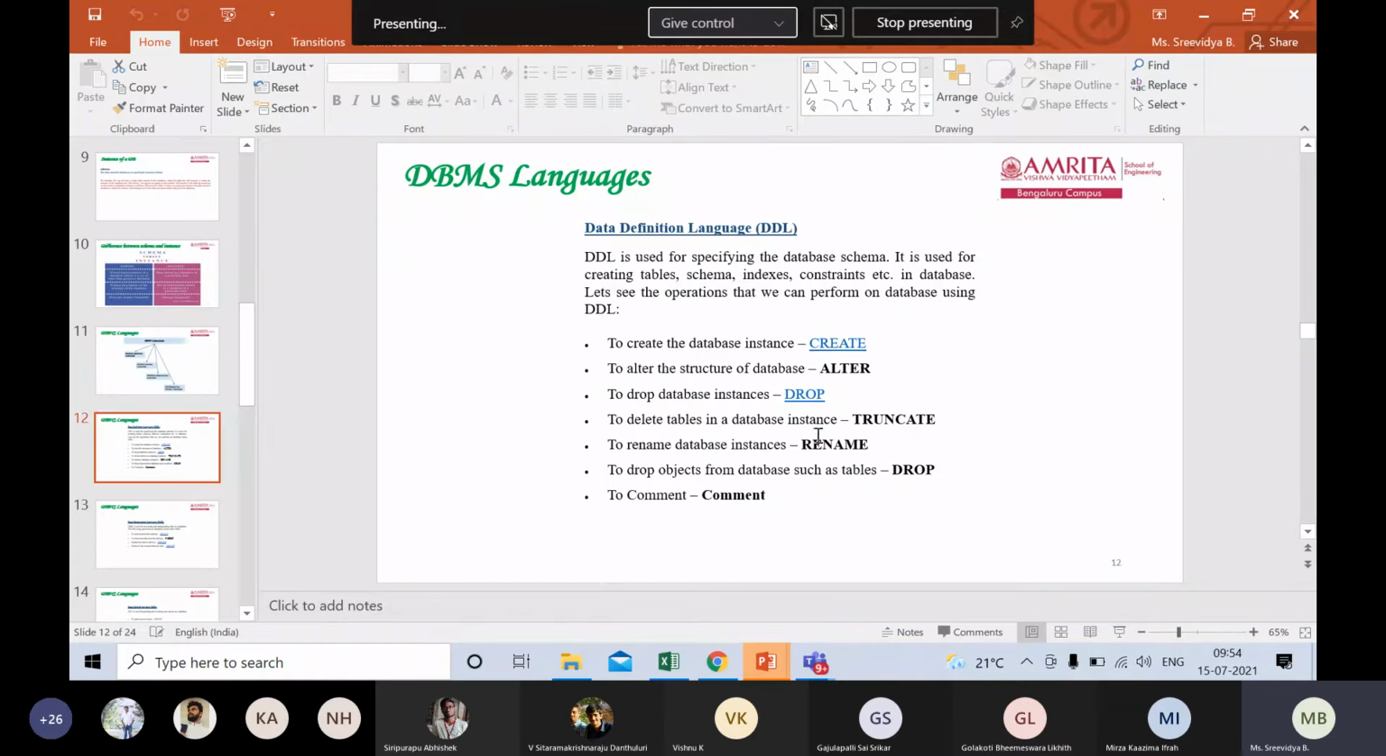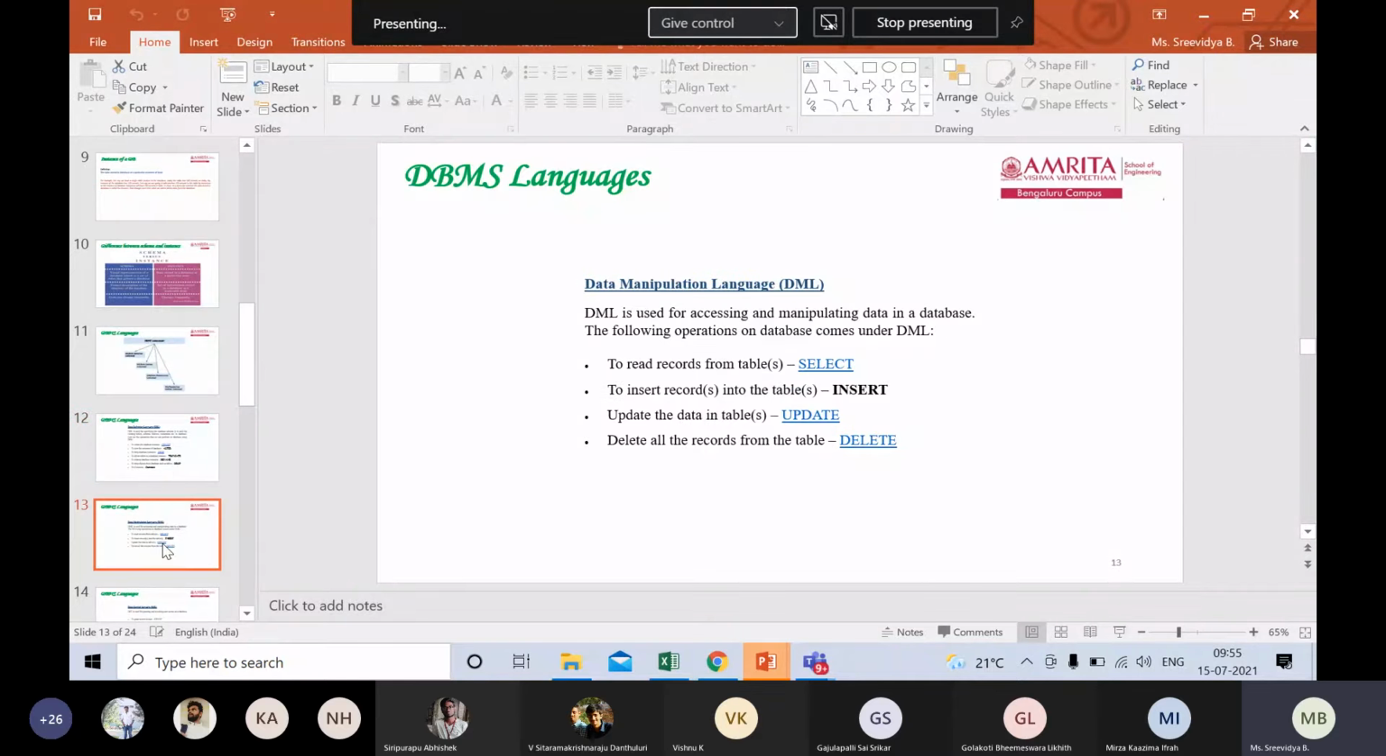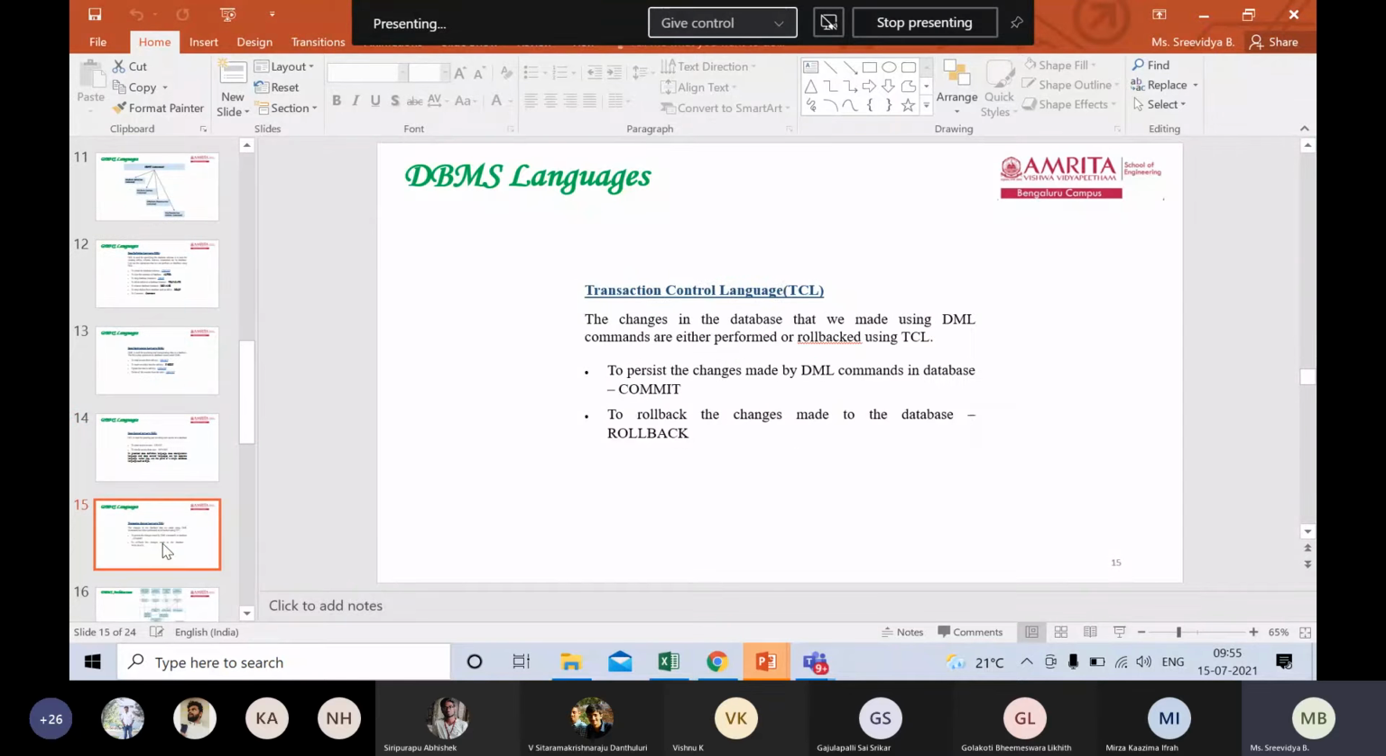Oh yeah, we have all these things here. I thought I don't have it here. So these were the commands, right?